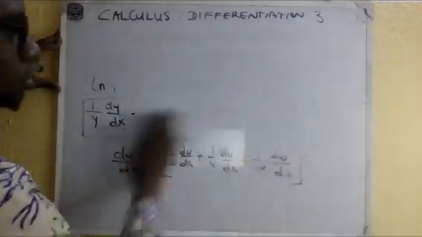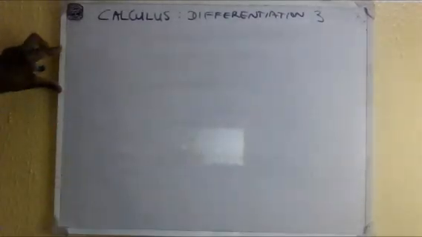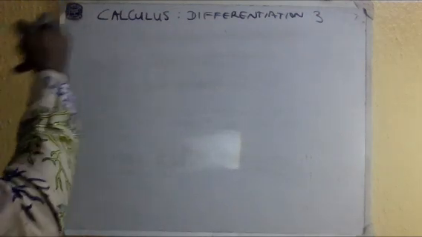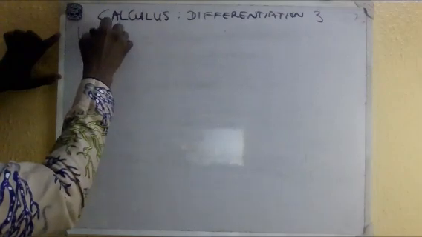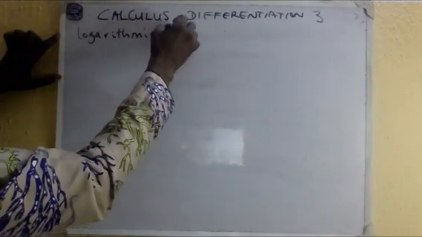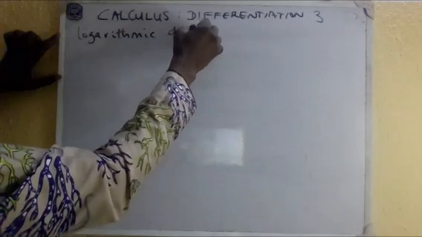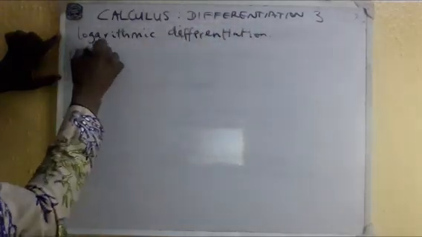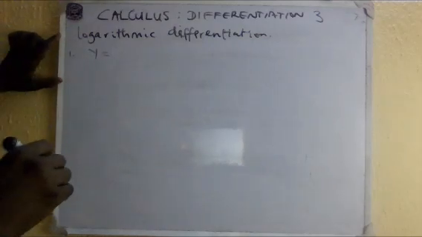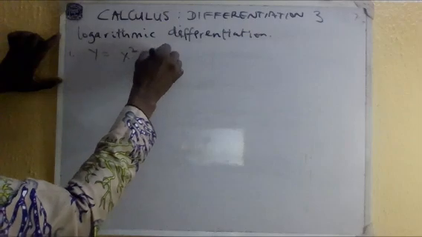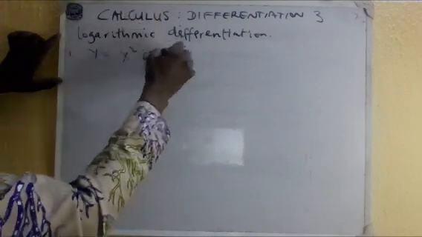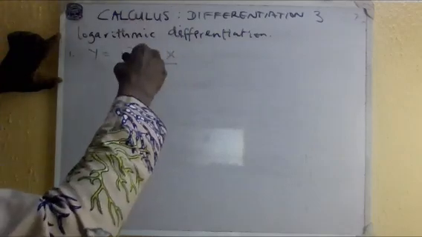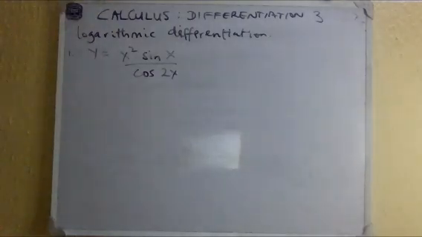All right, so logarithmic differentiation, that is the technique. So I'm going to put it on the board like this. Logarithmic differentiation. So for example, if they say we should differentiate y is equals to x squared sine x over cos 2x. So this is the function on the board. We should differentiate this.